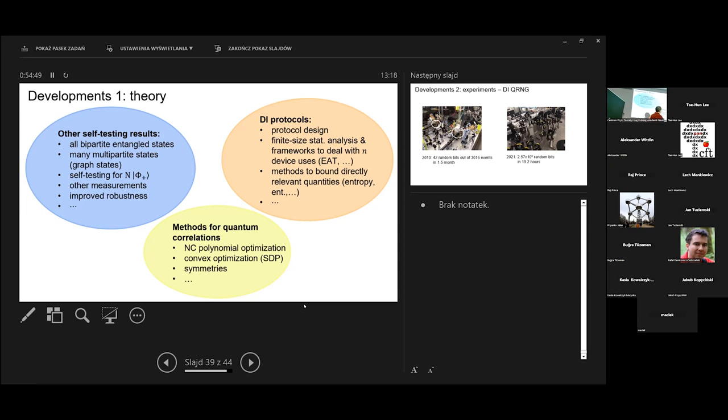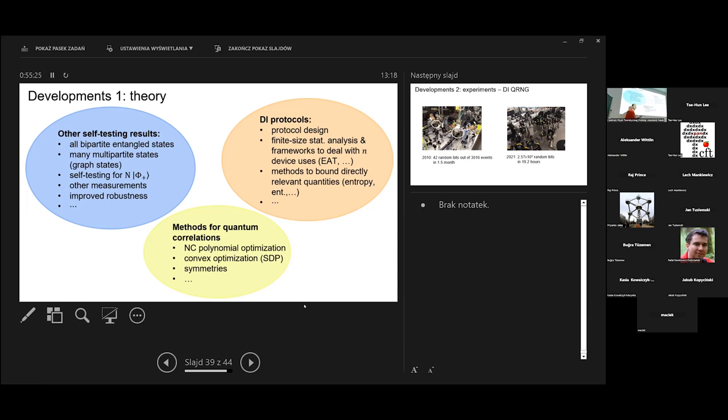There has also been work on building device-independent protocols. In my talk, I suggested that it's really easy to translate a self-testing result into a DI protocol, but this is not the case. There are many technical details under the rug. So for instance, one issue that we have to take into account is that when you do this Bell inequality test, you have some statistical fluctuations, and this can mess up the conclusions. So we have to understand how to take that into account. That's not so easy.